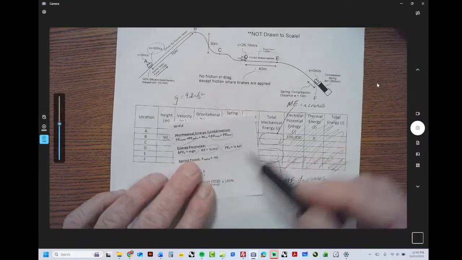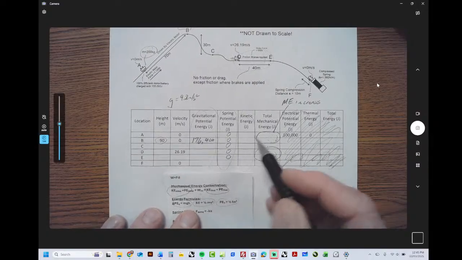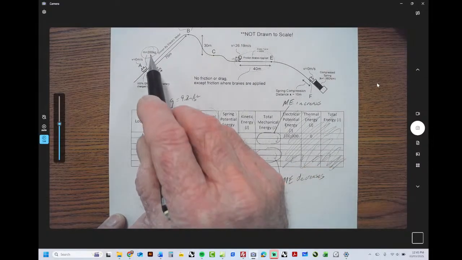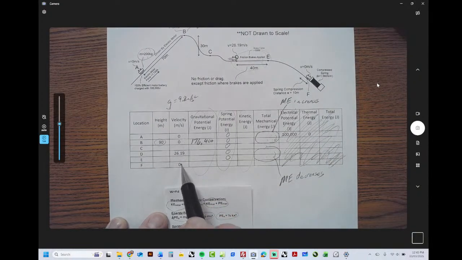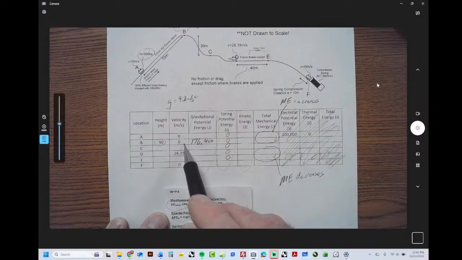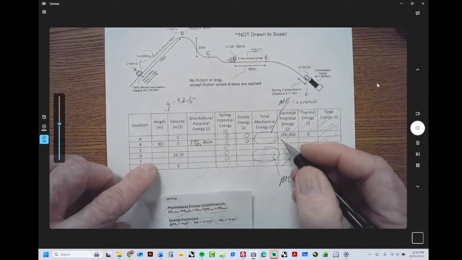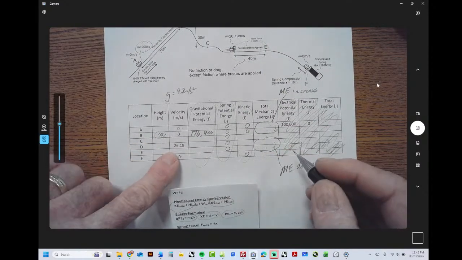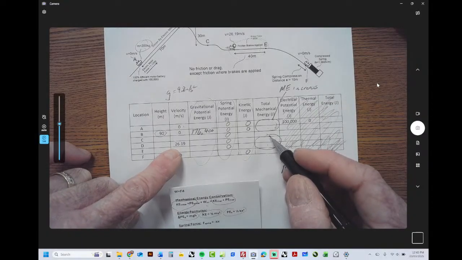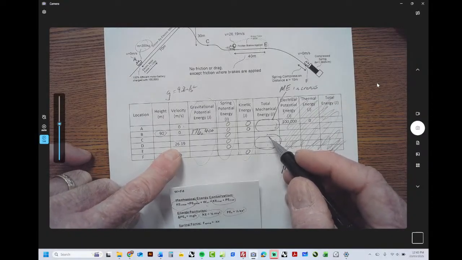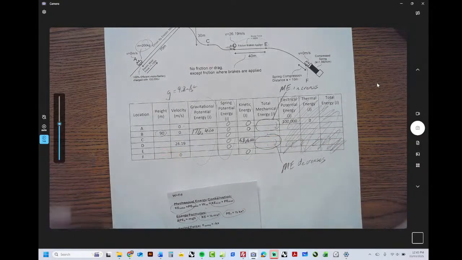Kinetic energy, more low-hanging fruit, 1/2 mv squared. So wherever I have the mass, and wherever I have the velocity, I can calculate kinetic energy. So that gives me a lot. The kinetic energy here is 0, because v is 0. And there it's 0, because v is 0. And there it's 0. And here, 1/2 mv squared comes out to about 68,600, if my answer key is right.